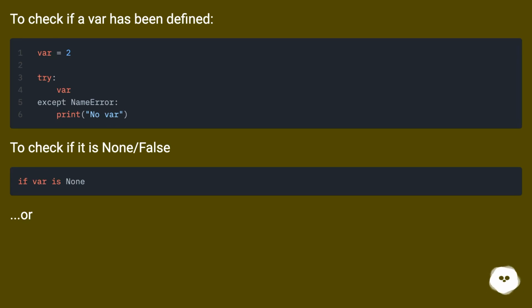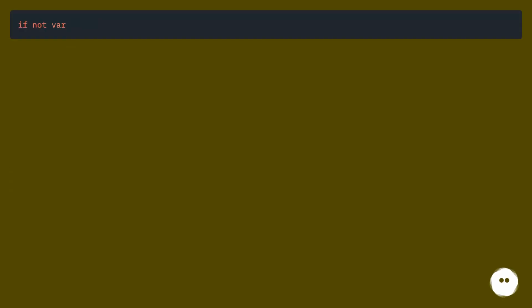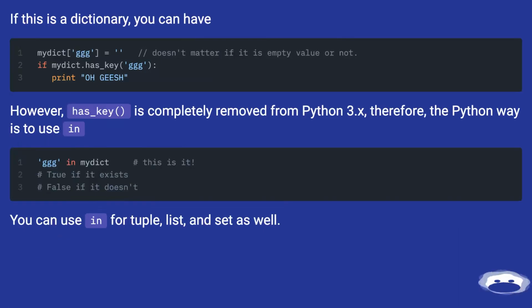To check if a var has been defined. To check if it is None or False. Or, if this is a dictionary, you can have has_key. However, has_key is completely removed from Python 3.x, therefore, the Python way is to use in.